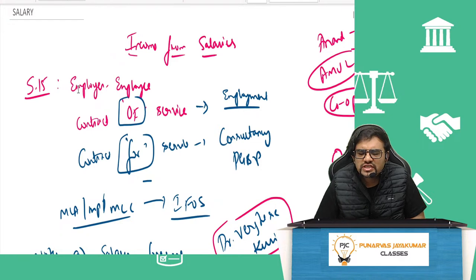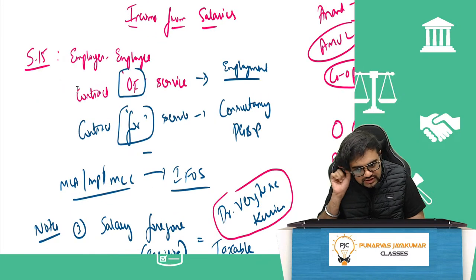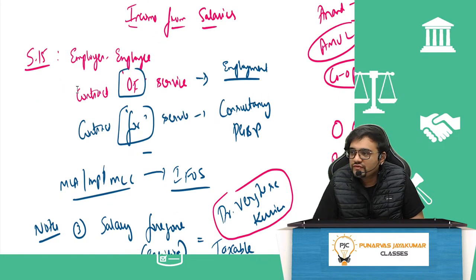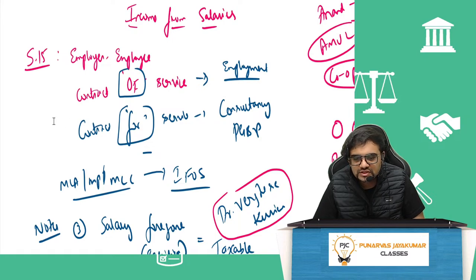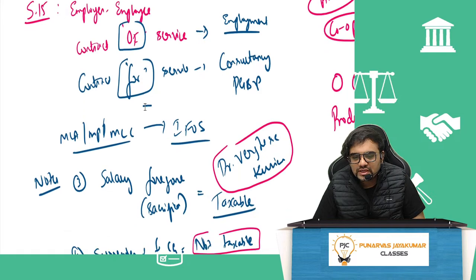Section 15 talks about income from salaries. There are two things: one is contract of service, one more is contract for service. Contract of service is employment, and contract for service will be consultancy, that is PGBP. Whenever I use the phrase contract for service, it is all about PGBP. Contract of service on the other hand is a contract of employment. So the employer-employee relationship has to be there always, undoubtedly.